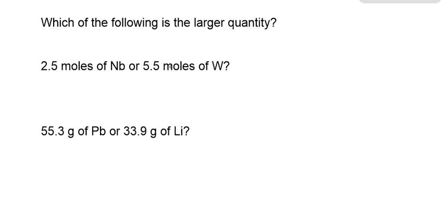Well, these are already in moles, so we know that 5.5 is larger than 2.5, so we can just put a little check mark right by that. Our 5.5 moles has to be larger than 2.5 moles of niobium. All right, next one. 55.3 grams of lead or 33.9 grams of lithium.